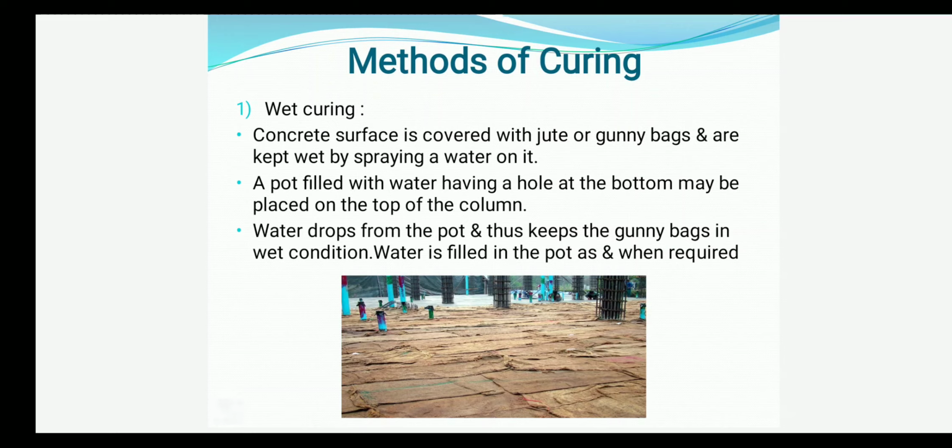A pot filled with water having a hole at the bottom may be placed on the top of the column. So on the top of the column, one pot is kept which is filled with water, and that pot has a hole at the bottom. From that bottom, water drops and it keeps the gunny bags in wet condition. Water is filled in this pot as and when required.